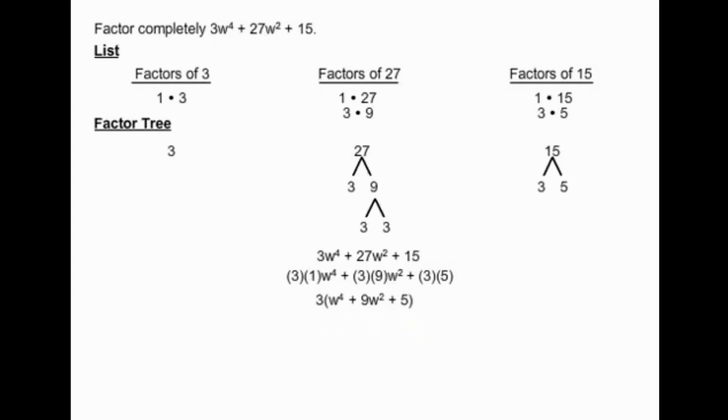Since the last term is a constant, there isn't a variable that is common among all terms, so the greatest common factor, GCF, must simply be 3. The final factored expression is 3 times the quantity w to the 4th power plus 9w squared plus 5. Be sure to check the factors by distributing the GCF. The factors work because their product is the original polynomial. Now, take a look at what happens when there is a common variable.